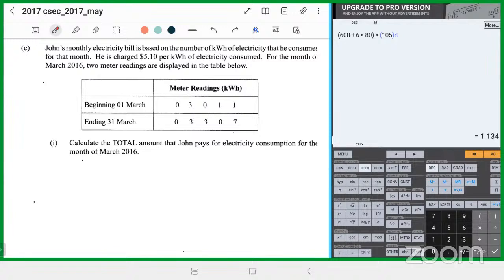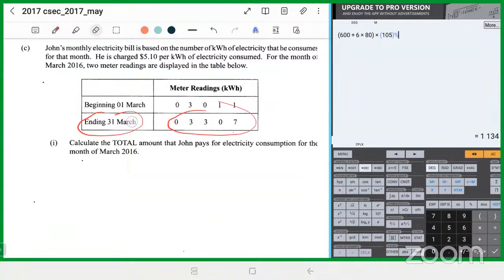All right. Question says, John's monthly electricity bill is based on the number of kilowatt hours of electricity that he consumes for that month. He is charged $5.10 per kilowatt hour. So for every kilowatt hour that he uses, he pays $5.10. It says for the month of March 2016, 2 meter readings were displayed. This one is at the beginning, and this one is at the end.